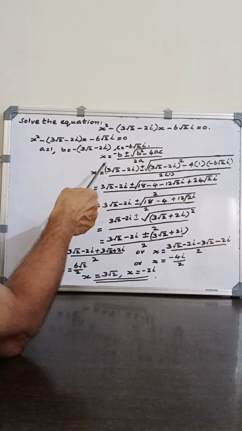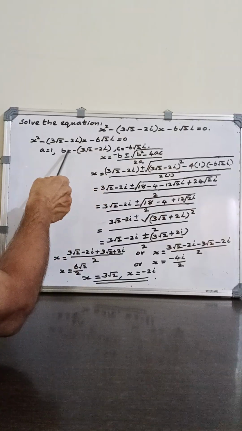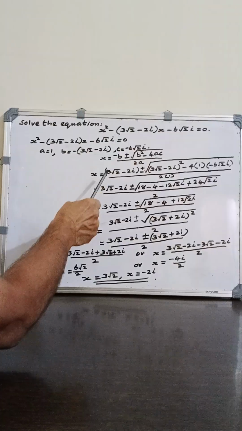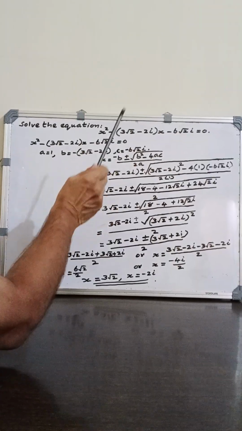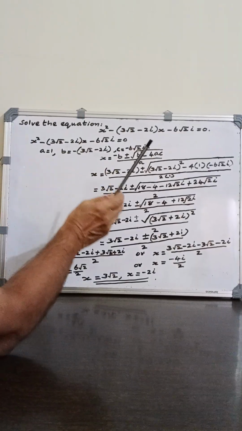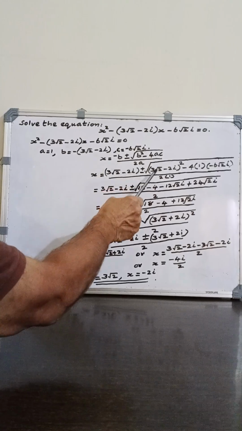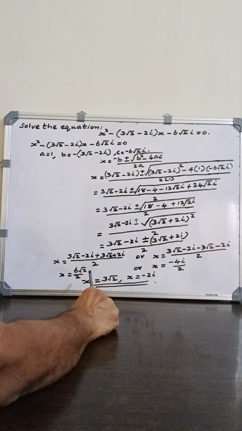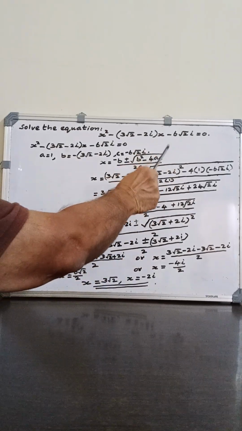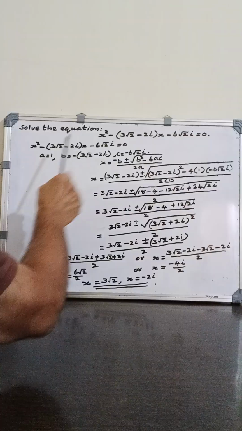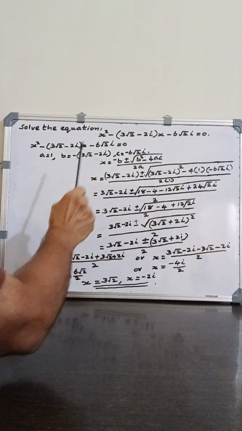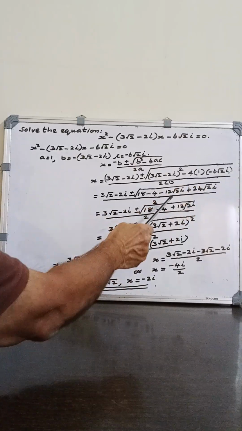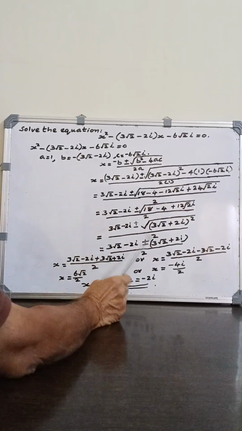Therefore, x equals minus b, minus of (3 root 2 minus 2i). That is minus of minus, plus. Therefore, 3 root 2 minus 2i. This minus will vanish here. Plus or minus root of b squared, (3 root 2 minus 2i) the whole squared, minus 4ac, 4 into a, 1, into c, minus 6 root 2i, by 2a, 2 into 1.